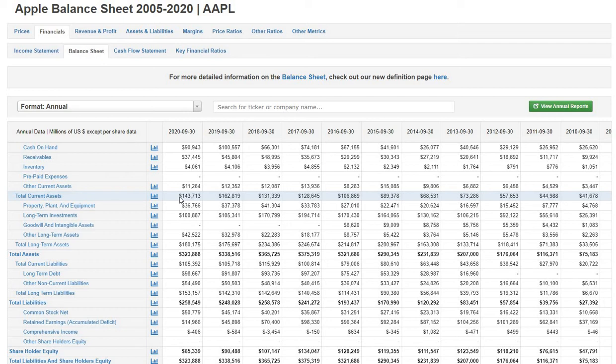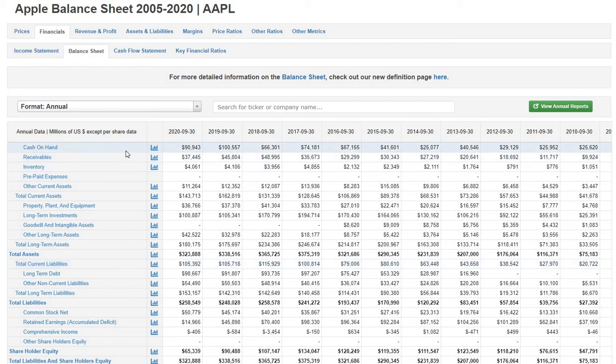So for Apple in the year 2020, the total current assets are about $143 billion and the total current liabilities are about $105 billion, which means the current assets exceed the current liabilities. Thus, the company would be able to finance its immediate debt obligations. Historically, for all the years, Apple's current ratio has exceeded 1, which is a signal of a strong balance sheet.